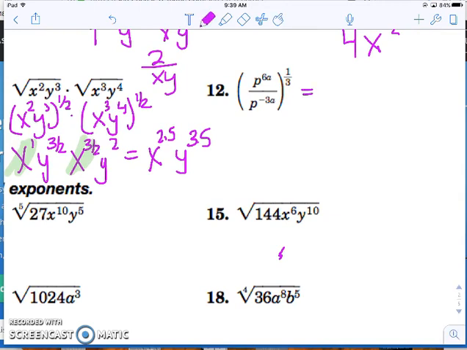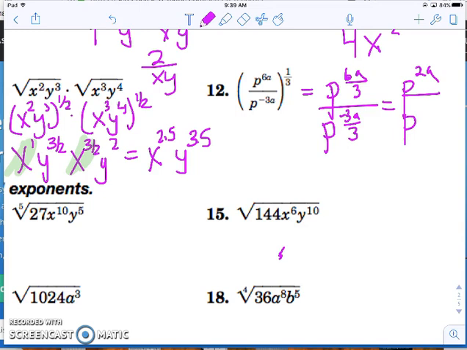Number 12, if we distribute that, 6a over 3, p to the negative 3a over 3, so that's p to the 2a, p to the negative 1a. Well, if we flip that, we got 2a and 1a. So that's just p to the 3a.